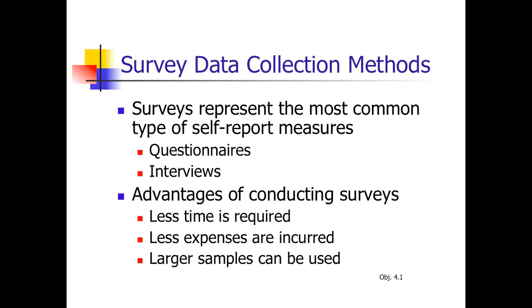Next, survey data collection method. Surveys represent the most common type of self-report measures. Why? Because this is quite easy to do using questionnaires and interviews. So the most common instruments and methods that survey researchers use to collect information are questionnaires or interviews.